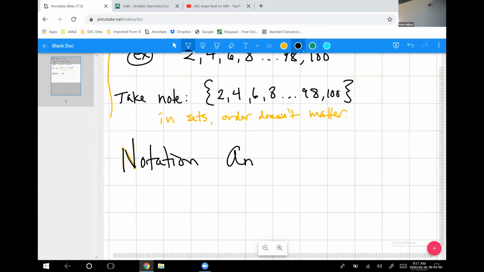So, for example, in the sequence that we have above, A sub 1 is equal to 2, because that was the first item of the sequence written. A sub 2 was equal to 4, etc.